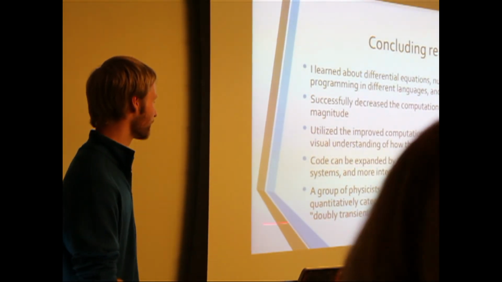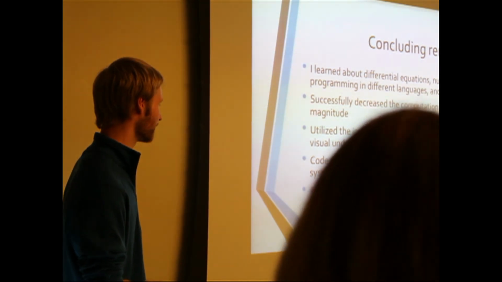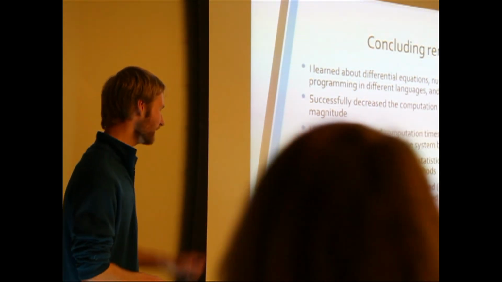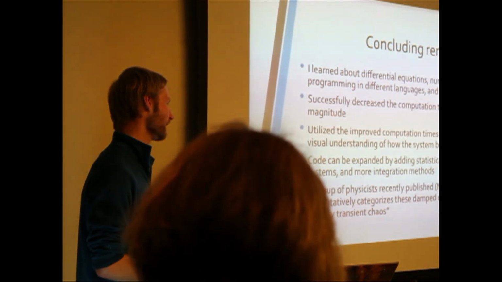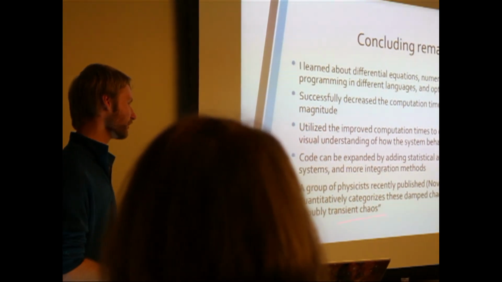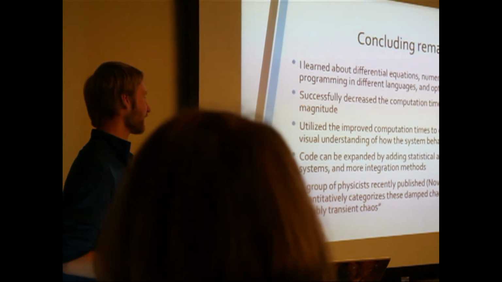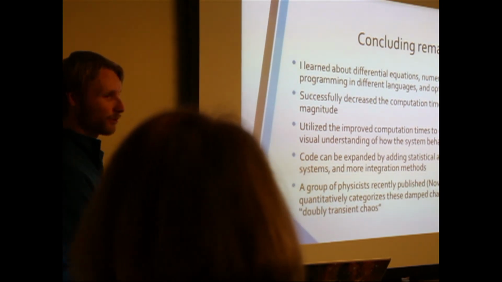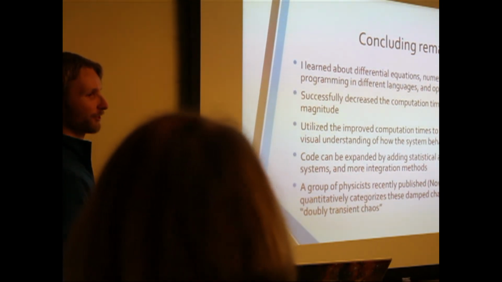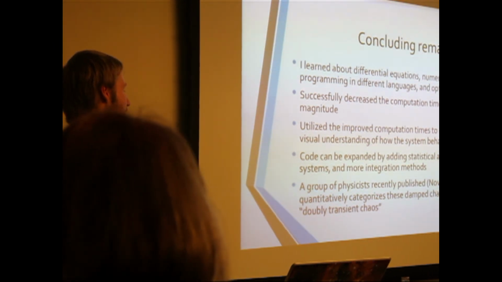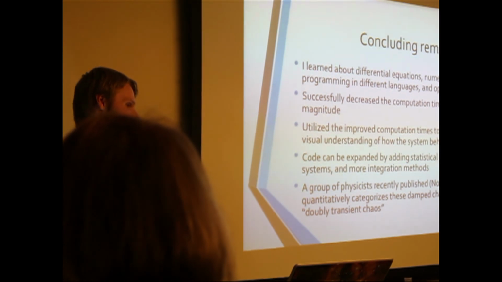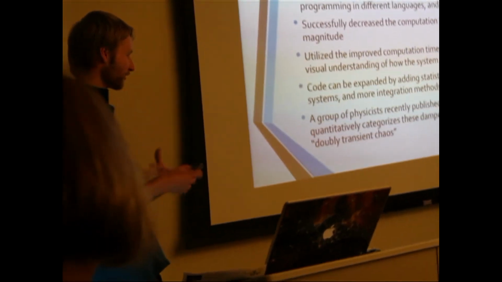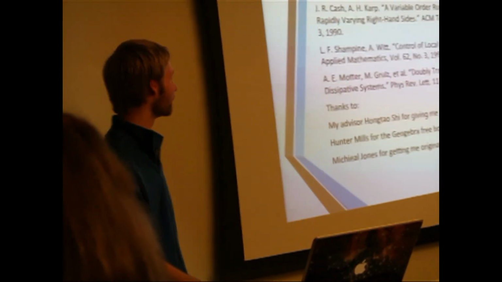And finally, I just wanted to mention that there was a paper published recently by a group of physicists that quantitatively categorizes these types of damped chaotic systems. They call it doubly transient chaos. Essentially, transient chaos is where the system starts and you don't know which attractor it's going to go to. Eventually, it converges to one of the attractors, and it's no longer chaotic. Doubly transient means it's damped, which means over time, the trajectories away from the attractors decay super exponentially. So there's some interesting math behind that.